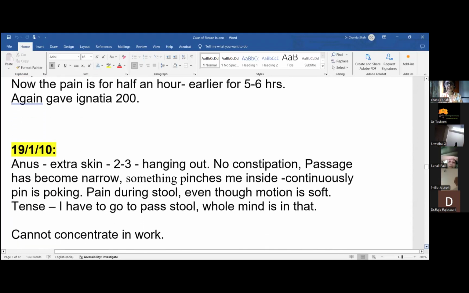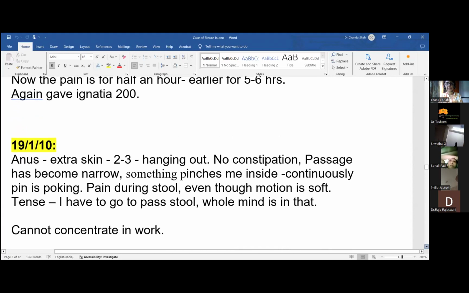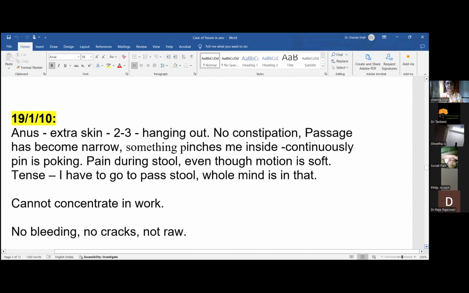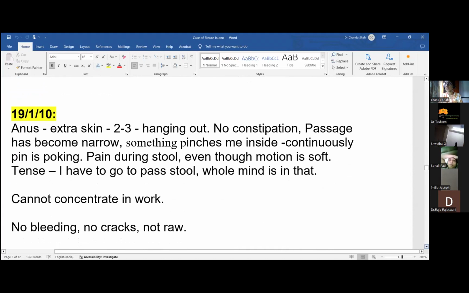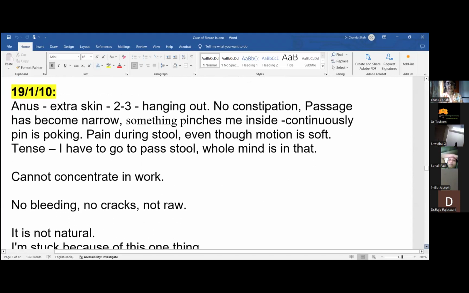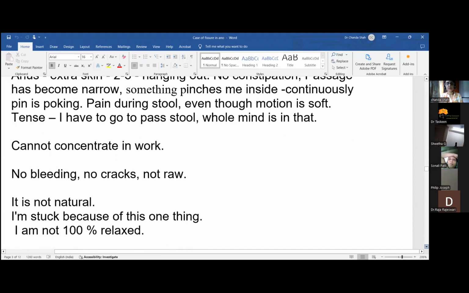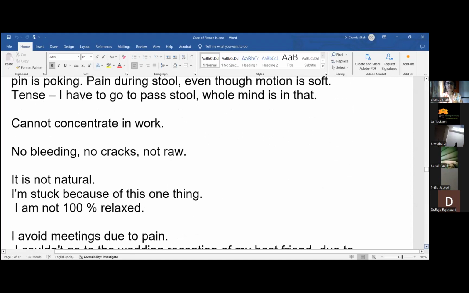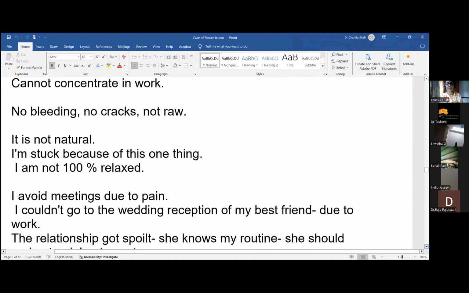And again, she's telling me that extra thing is hanging out, passage has become narrow, something is pinching me inside, continuously pain is poking. And there's pain even though the motion is soft. Okay, why should a soft stool pain? Yeah. So somewhere Ignatia is not right. Cannot concentrate in work, no bleeding, no cracks, not raw. Thing is not natural. I'm stuck because of this one thing. I'm not 100% relaxed. I avoid meetings due to pain.